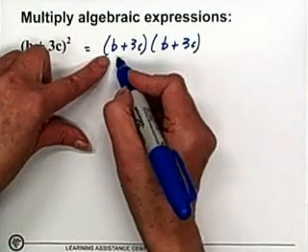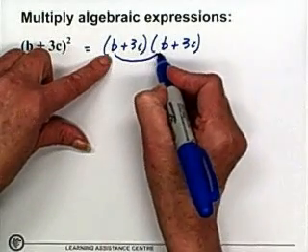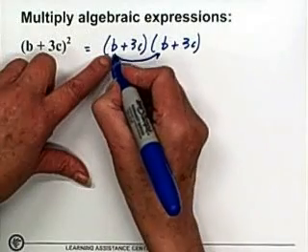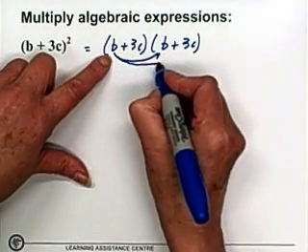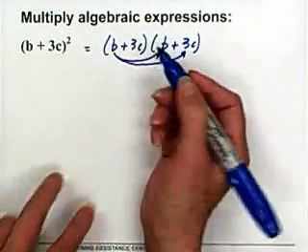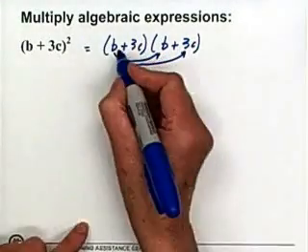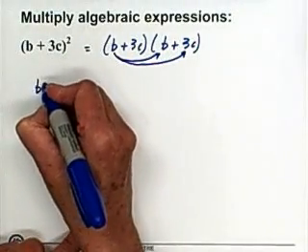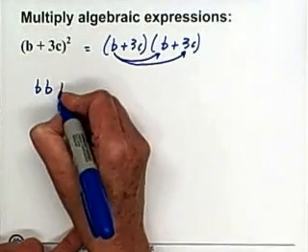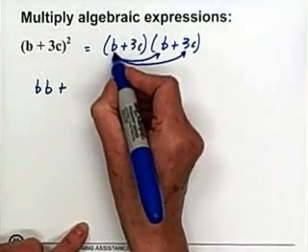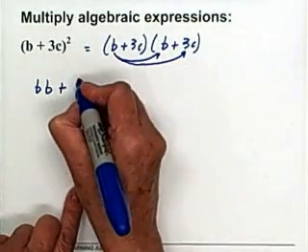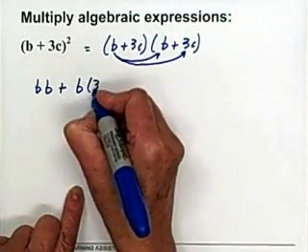I'm going to take the first b, multiplied by the first b in the second bracket, and take this and multiply it by the 3c. One step at a time, just backing up here. This becomes b times b. Then we put in our plus sign, and we take the b and multiply it by the 3c. So that becomes b times 3c.